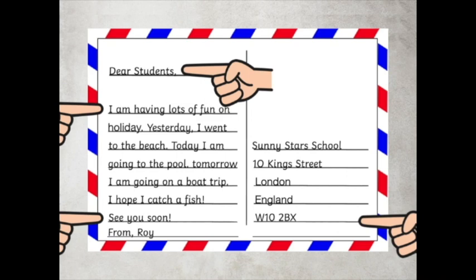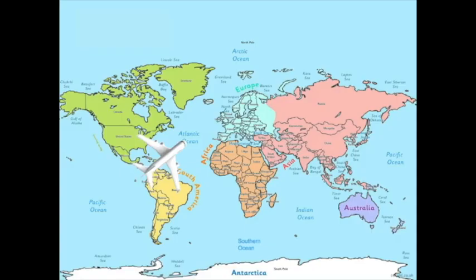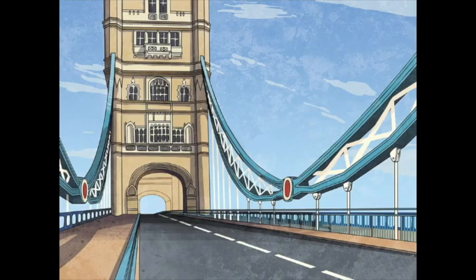So there is a postcard that I pretended to write to my students at Sunny Star School. Oh, what's missing from here? A stamp. And this is the front of the postcard. Okay, where am I going to travel to next? London, England.